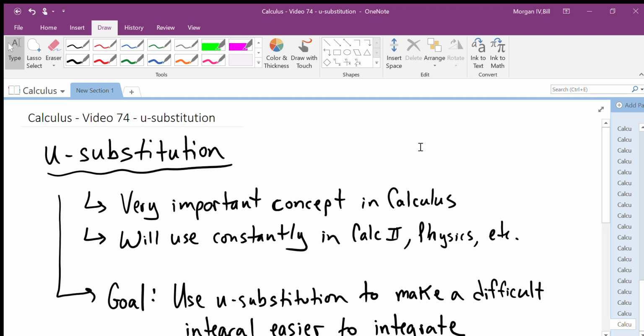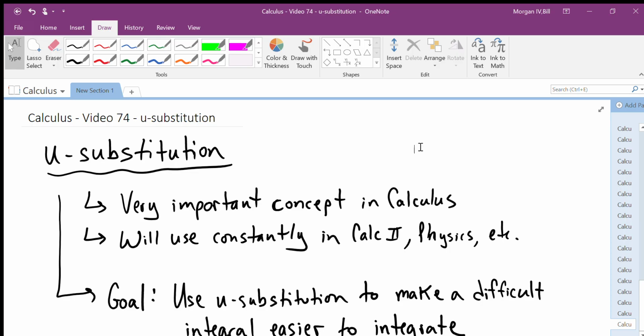Calculus video 74, U substitution. So U substitution, this is going to be a very important concept for us in calculus. We will use it constantly in Calc 2, in physics, and honestly the rest of calculus here.